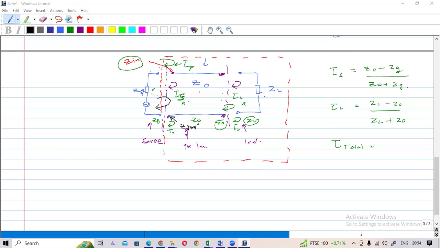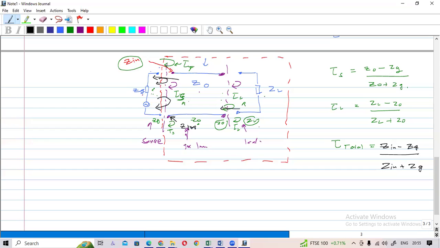Okay, yes, you are correct, but we are considering this side, this side, this side. From here to here. Then how can you write it? Here we are considering from here to here. So Z delta minus Z naught. Yes, correct. Okay, so that will be Z in minus ZG divided by Z in plus ZG.